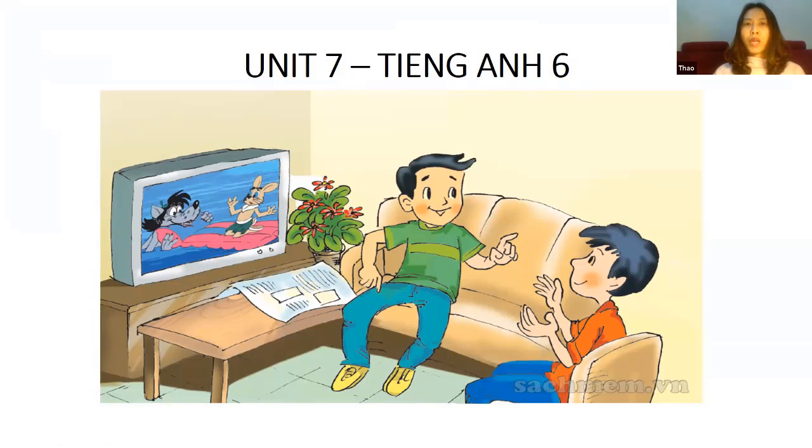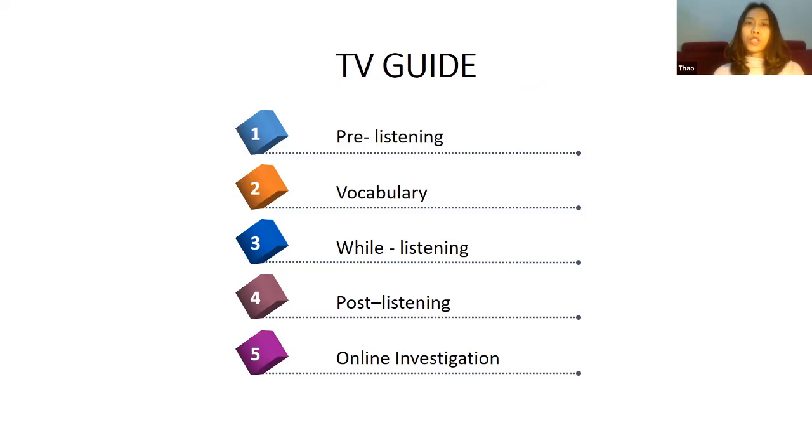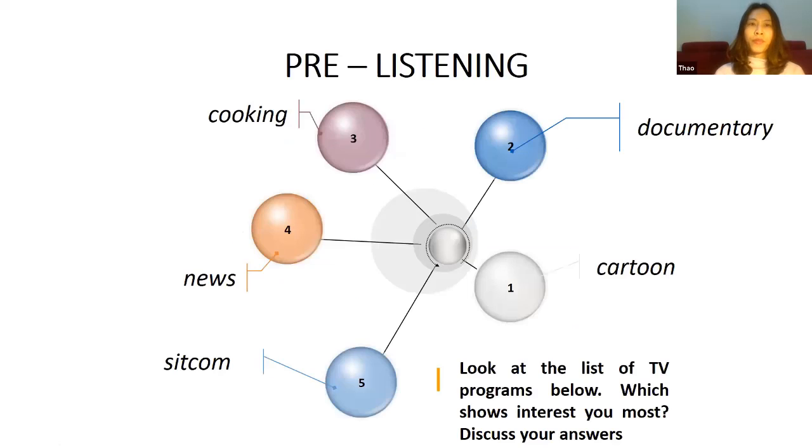And based on the activities on the website, I choose one activity with the topic TV guide, and then I design one listening lesson. Consider 5 main parts. The first one is pre-listening, second one vocabulary, and then while-listening, post-listening, and another part is the online investigation. The students can do it at home. And now I focus on 3 main stages of the listening lesson. With the pre-listening, you can ask the students to look at the list of TV programs, and then they choose which show interests them the most and discuss with their friends.